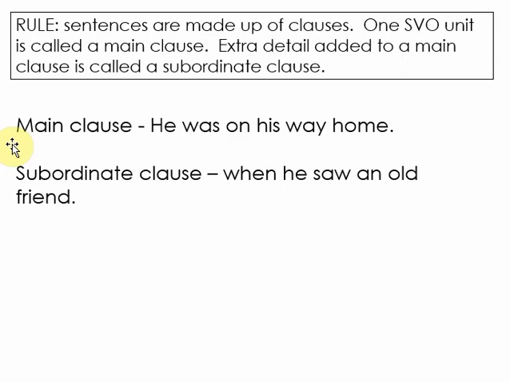Subordinate clause: when he saw an old friend. That one there is added to that main clause, an extra bit of detail, and that's why it's a subordinate clause. But it still has the same SVO unit, okay? Because we've got the he, which is the subject, we've got the saw, which is the verb, and then we also have the friend, which is the object, okay?